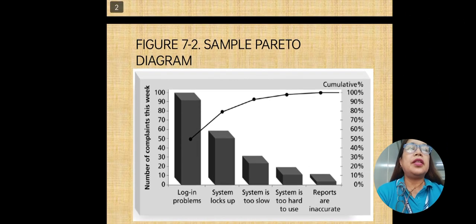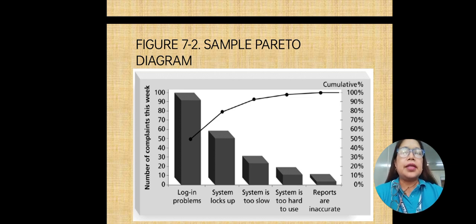Figure 7-2 is a sample of the Pareto diagram, which shows the number of complaints this week. The problems logged are: system locks up, system is too slow, system is too hard to use, and reports are inaccurate. This is the cumulative percent from the right side.